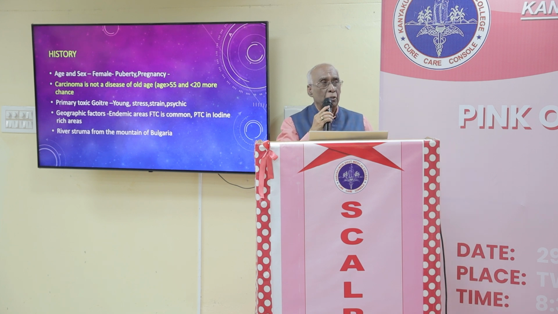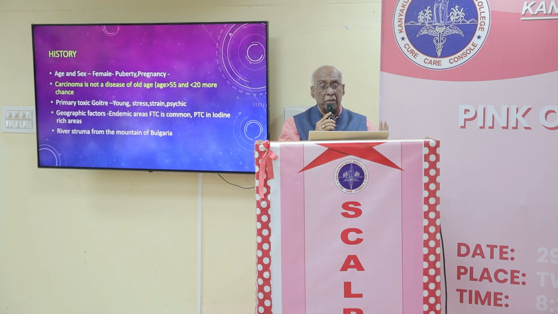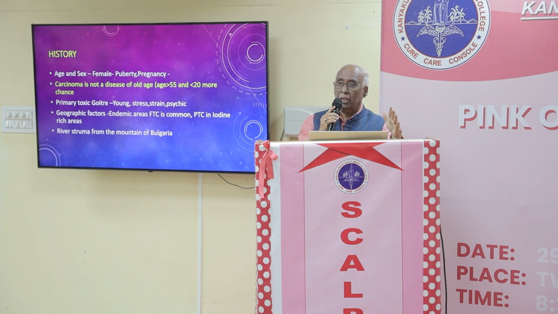Estrogen. There is an estrogen receptor. What is the cell of the thyroid? Follicular cell. So there is an estrogen receptor in the follicular cell. So all these things are common in females. Then puberty, pregnancy, you get more toxicity. Then another point is carcinoma is not a disease of old age, unlike other malignancies. So here carcinoma may occur in a younger age group also.